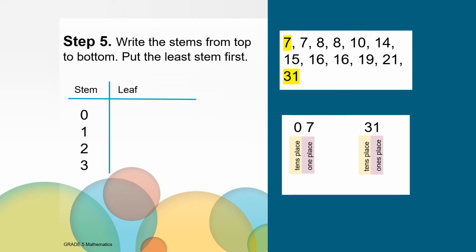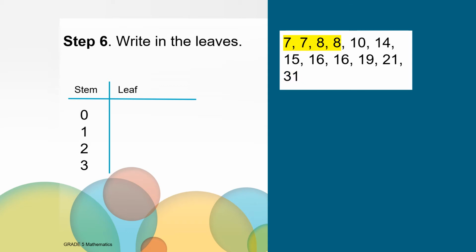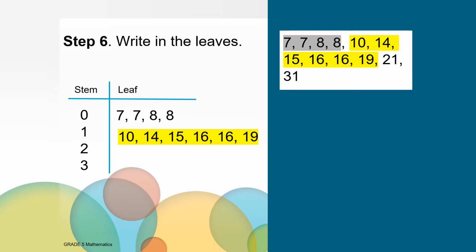So now let's determine our leaves. The leaves are the digits in the ones place. I'm highlighting all of the numbers that have 0 tens in them, and I'm going to move them to the row with 0 tens. Next, I will highlight all of the numbers with a 1 in the tens place and transfer that data to the leaves with a stem of 1.